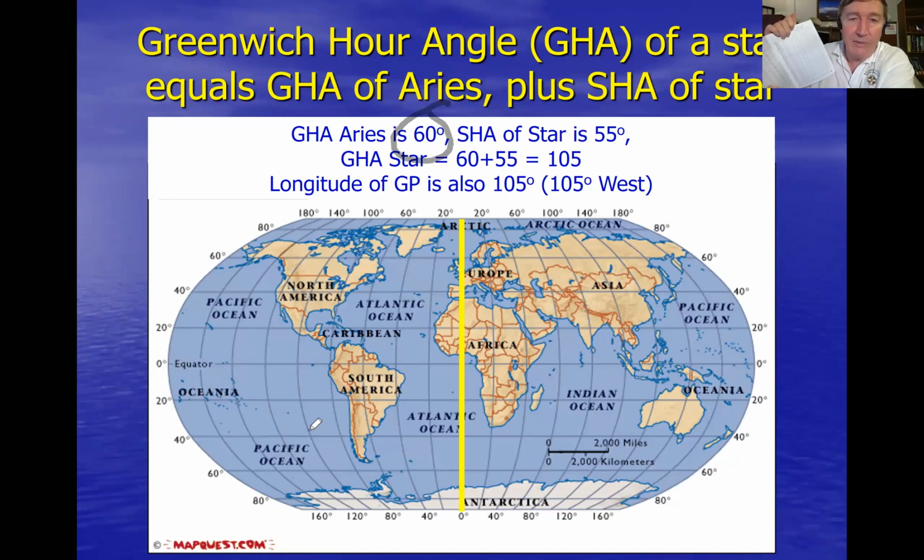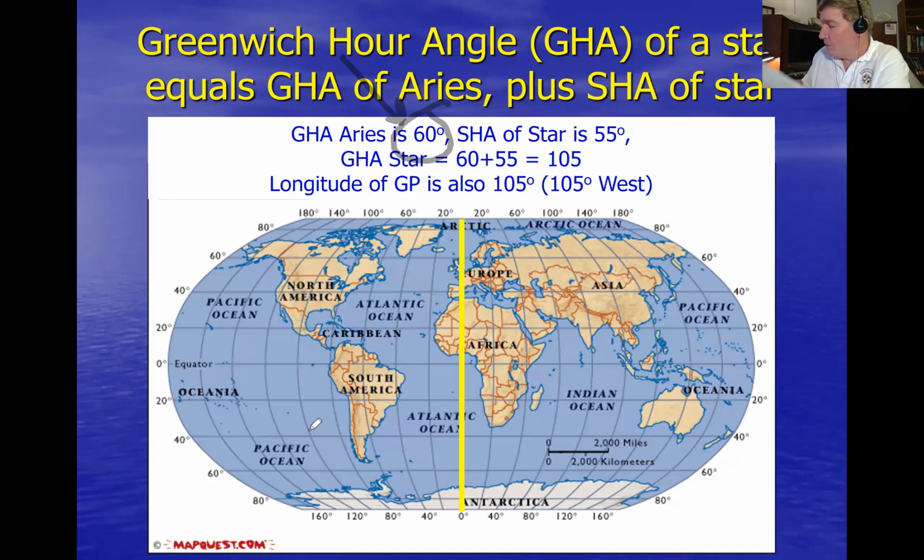Because remember, I told you I'm going to keep the numbers simple. Now, in reality, it's going to be like 60 degrees and 24.3 minutes. So in reality, we're going to have to do some interpolation. But for tonight, we're going to keep it simple. Nice whole numbers. So we're going to look in here and we say, okay, the GHA at the time that we measured this particular star was 60 degrees.